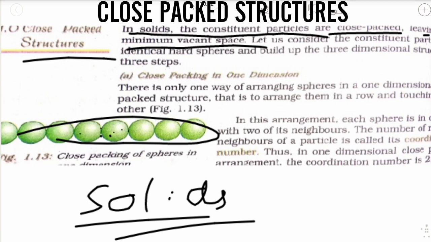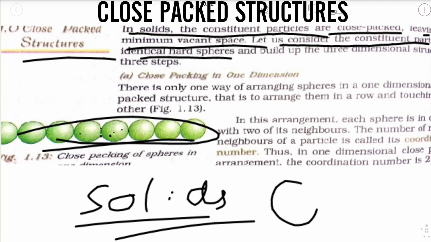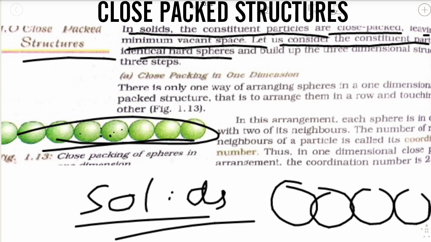It is assumed that these particles are hard spheres of the same size. Let us consider these constituent particles to be identical hard spheres. The packing of these spheres takes place in such a way that they occupy the maximum available space, and there must be a minimum empty space. Hence this crystal has a maximum density.